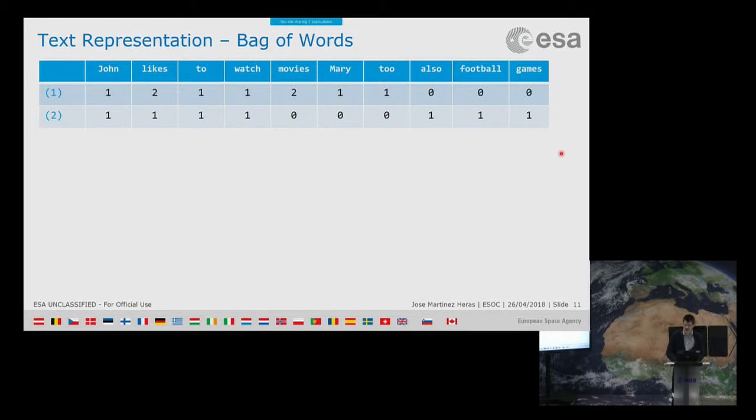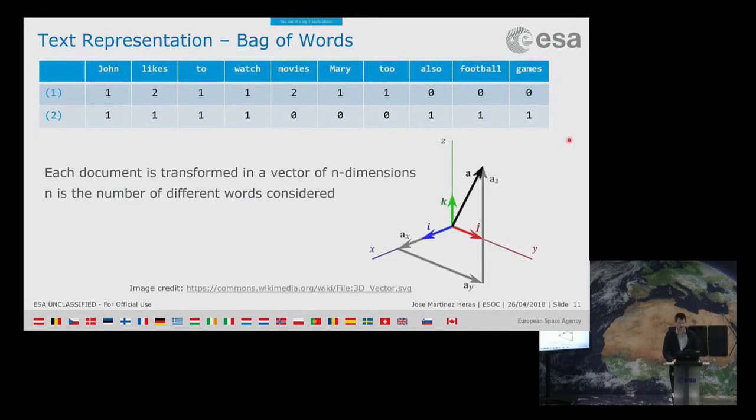So the same representation again with a table, and a document will be a vector in an n-dimensional space, where n is the number of words, the number of terms considered. So it's like having a point in an n-dimensional space, but for reasons that will become obvious later on, it's better to think of it as a vector. The issue with this representation is that it doesn't consider the word order. So different permutations of the word order will lead to the same vector.